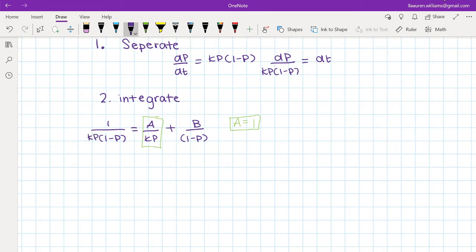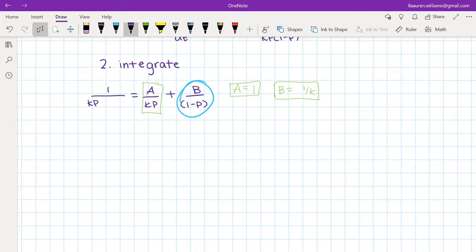And then you're going to do the same thing for B, so whatever would make that term 0. So in this case, 1 for P would make that whole term 0. And then we're going to cover up 1 − P and put in 1 for P. So that'll give us B is equal to 1 over k. So that just gives us our two fractions. So we have 1 over kP(1 − P) is equal to 1 over kP plus 1 over k(1 − P).